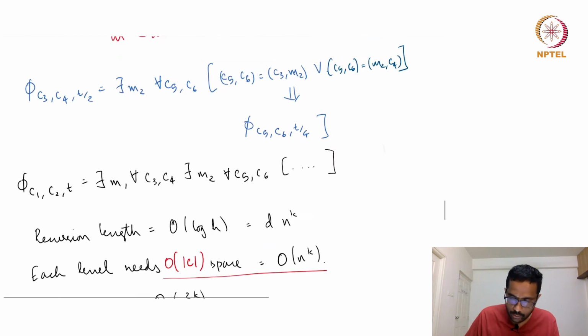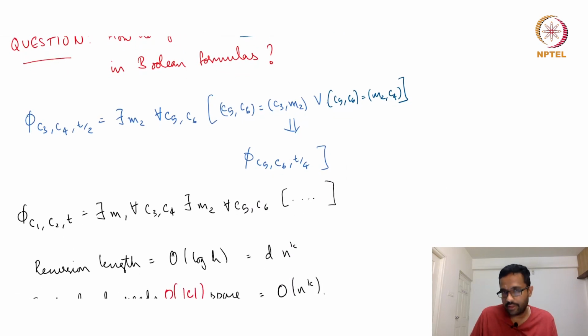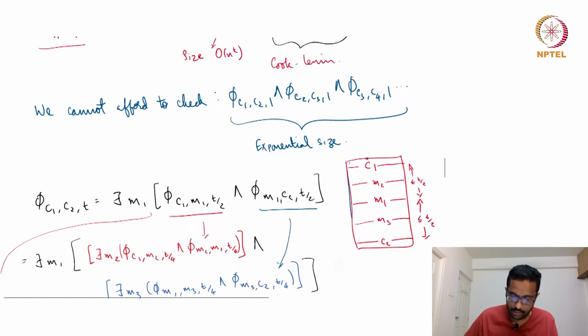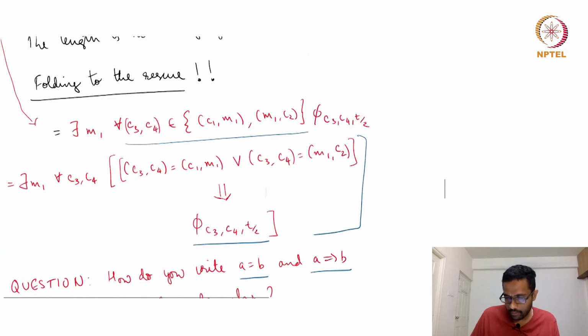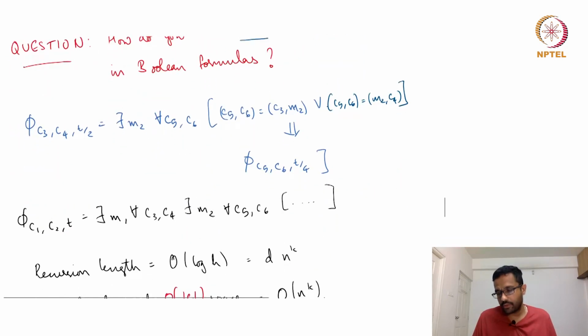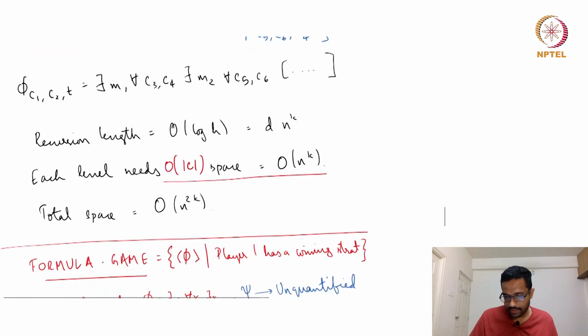And at each level, notice that the t became t by 2 and then t by 4, right? So at every level the t is halving, and we know what to do at the base case when t equals 1, right? This is what we did. So the base case is at 1. So how many levels are required to go from t to t divided by 2 to t divided by 4? It is log t number of levels.